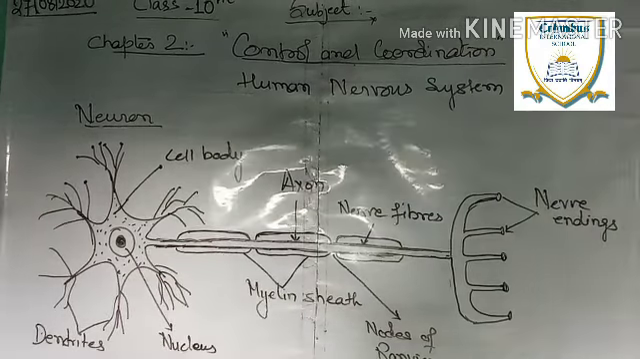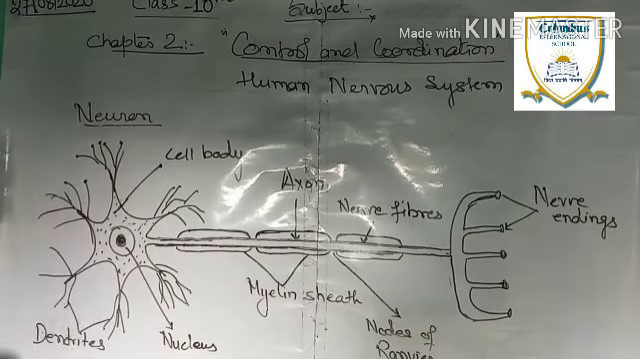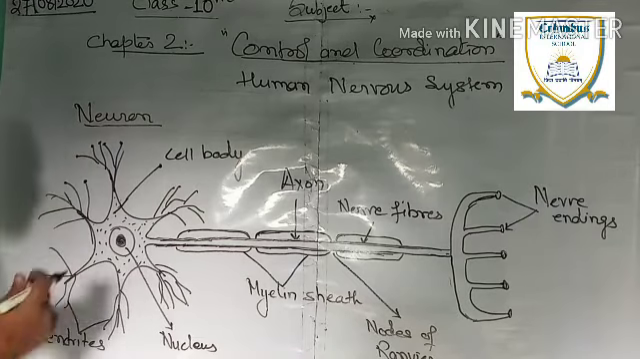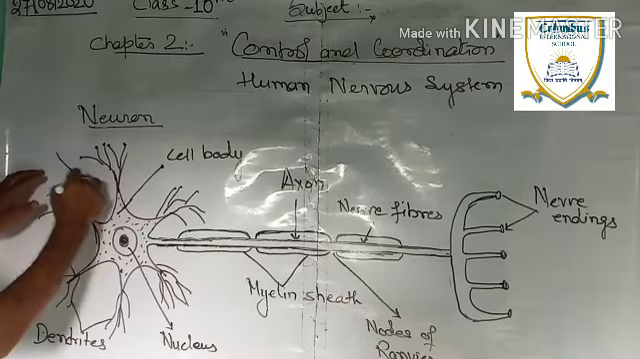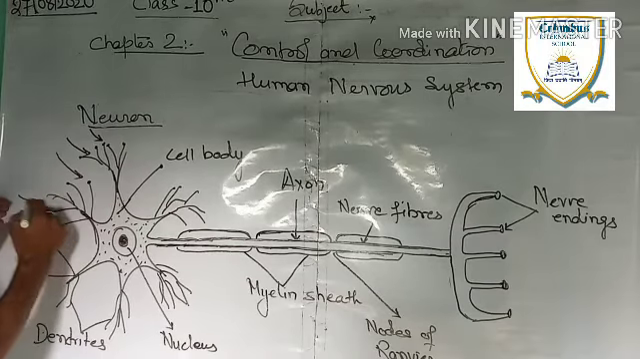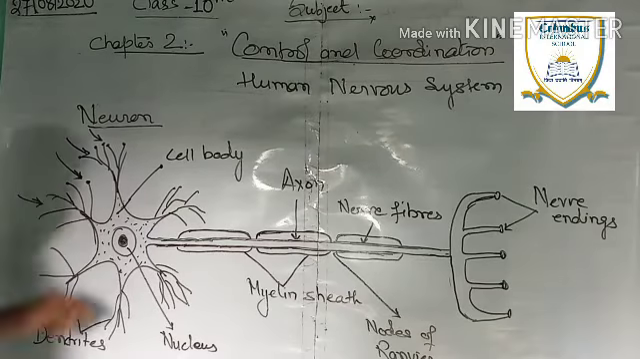Now, this axon. Now, impulses. I have already told you that impulses are stimulus and sensation. The waves of the sensation are called impulses. Impulses are received as electric current through these dendrites. Okay, and these are passed to the cell body.